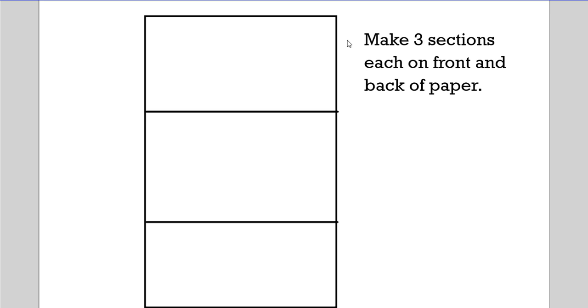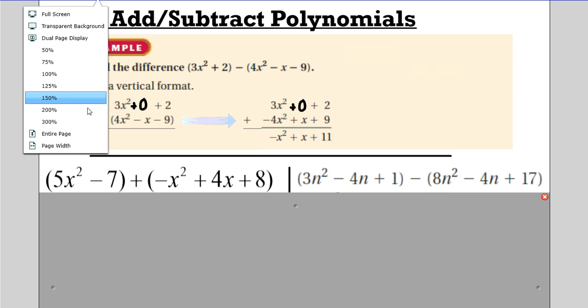There are, I think, 5 sections that I'm going to cover, and then the last one will be for any extra examples you'd like to put on your review sheet. So I would recommend making 3 sections on the front and back of your paper. That way you'll be able to have it organized. So 3 sections on front, 3 on back. If you need to pause, go ahead and do so. Otherwise, I'm assuming that we are good to go, so I'm going to start.